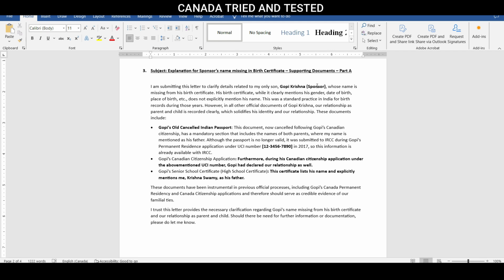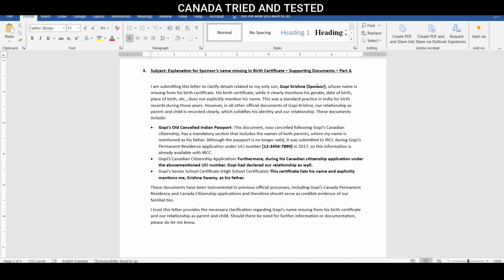These documents include Gopi's old cancelled Indian passport. Gopi is a Canadian citizen. If Gopi had been a PR, then in that case, it would not be a cancelled Indian passport but an Indian passport. This document is now cancelled following Gopi's Canadian citizenship. Now the Canadian passport does not carry the parent's name, unlike India. The Indian passport has a mandatory section that includes the names of both parents, where my name is mentioned as his father.